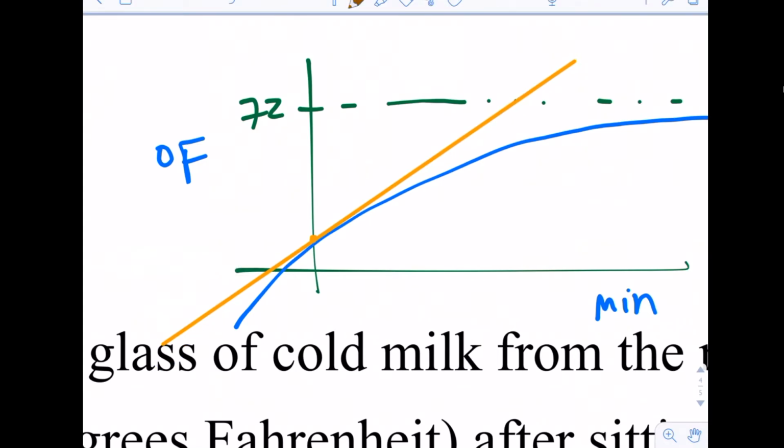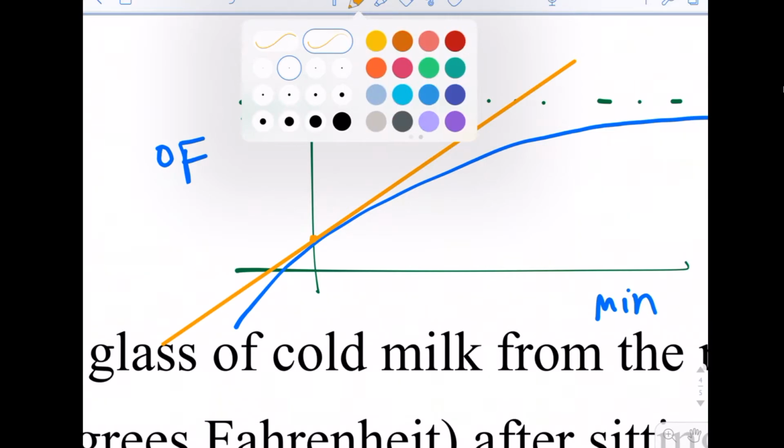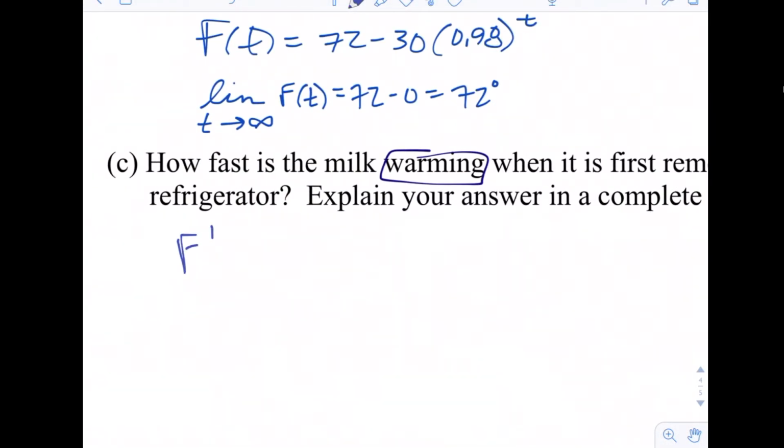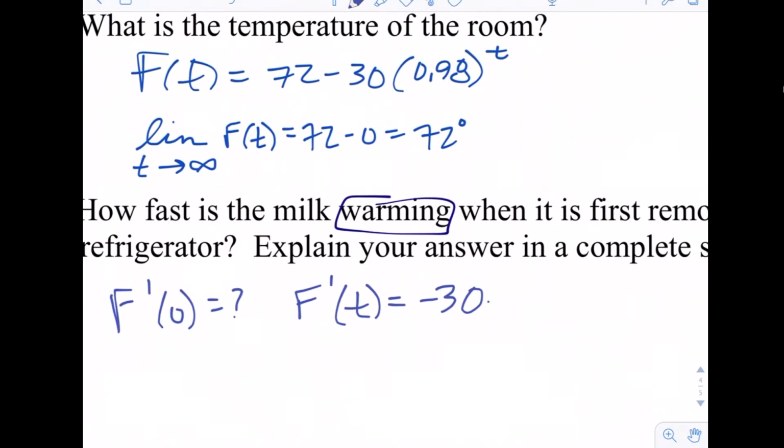That's going to require a little bit of, what's it called, the C word? Calculus. Good. So I want to find f prime of 0. That's what I'm interested in. But before I find f prime of 0, I need to find f prime of t, right? So let's do that together. We can see f of t up here at the top. What's the derivative of 72? 0. Nice. Minus 30 goes along for the ride. Times, what's the derivative of 0.98 to the tth power?